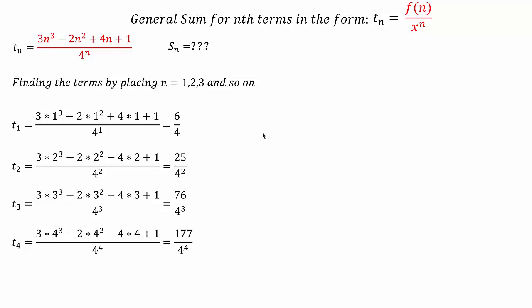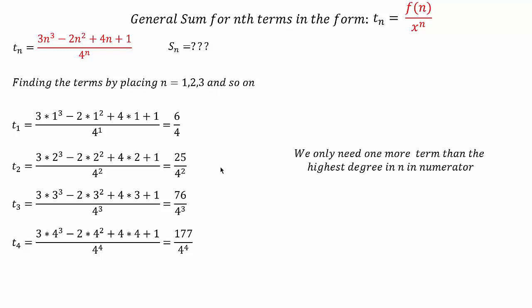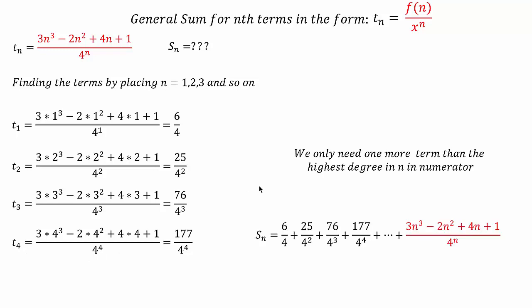But one question prevails: how many terms do we need to find out the sum for nth term? There is an easy idea for it. We only need one more term than the highest degree of n in the numerator. That means, let's see, in the numerator the highest degree of n is 3, so we need 4 terms to get the result. So we are only finding the first four terms of the series. After this, we can write the sum in this form: the first term plus second term, third term, fourth term, plus dot dot dot up to nth term.